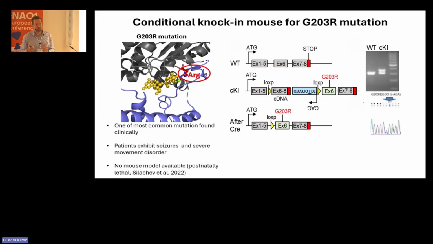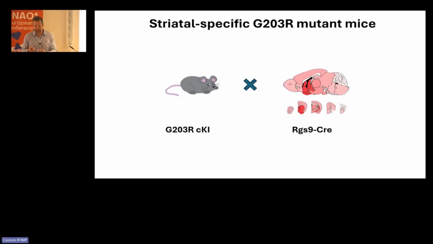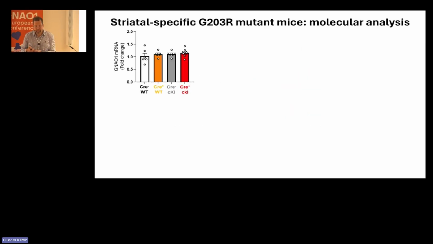So this gives us the ability to go into specific brain regions and neuronal populations and ask which of those brain regions contribute to which symptoms of the disease. We started, obviously, by introducing this mutation in the striatum first, and we used a striatal-specific Cre driver line, RGS9 Cre, crossing this conditional mouse model with RGS9 Cre.